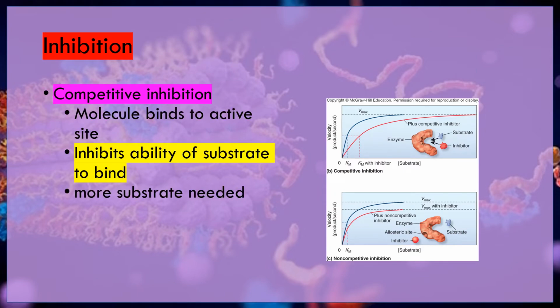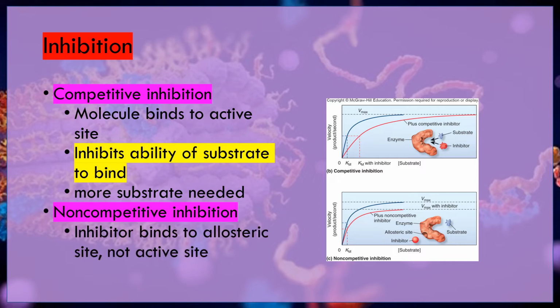We have two forms of inhibition. We have competitive inhibition, where molecules bind to an active site. It inhibits the ability of the substrate to bind, so more substrate is needed. And we have non-competitive inhibition, where an inhibitor binds to an allosteric site, not an active site. And I'll show a video here that will explain this as well.